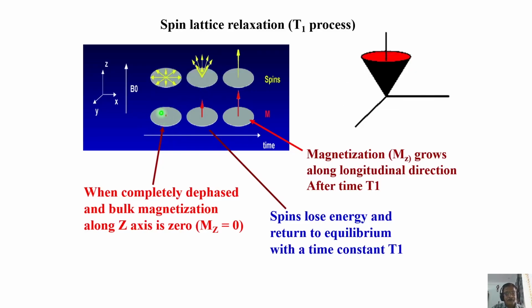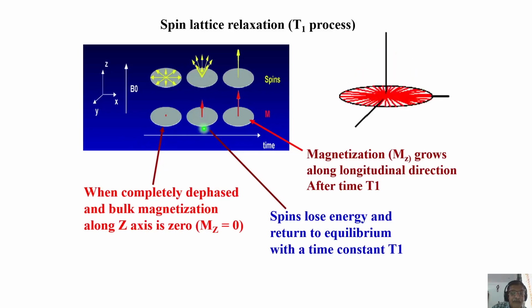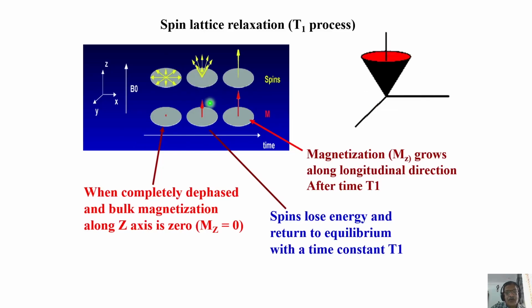Initially, it will be 0. At magnetization dephase, bulk magnetization along the z-axis is 0. This is magnetization along the z-axis. As soon as you bring it to the XY plane, there is no magnetization in the z-axis. Please understand. And slowly it is dephasing. At the same time, it is growing along the z-axis. It goes on and on. When it is completely dephased in the XY plane, then magnetization would have completely grown along the z-axis.